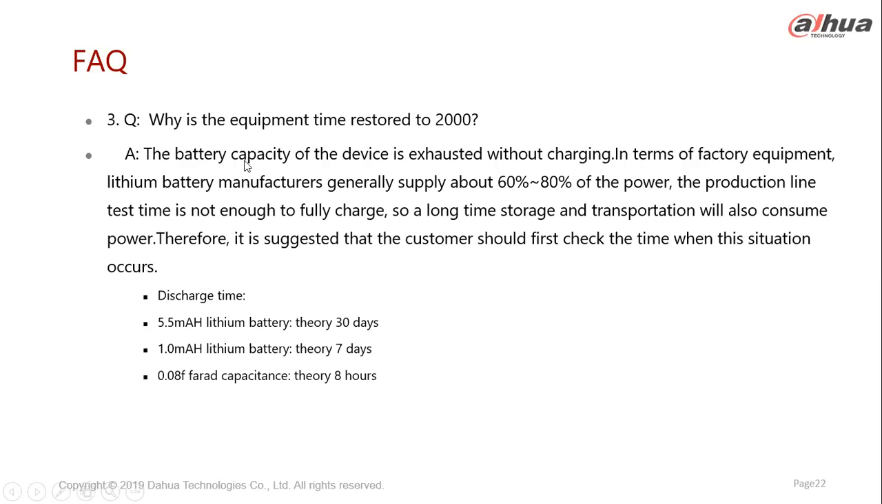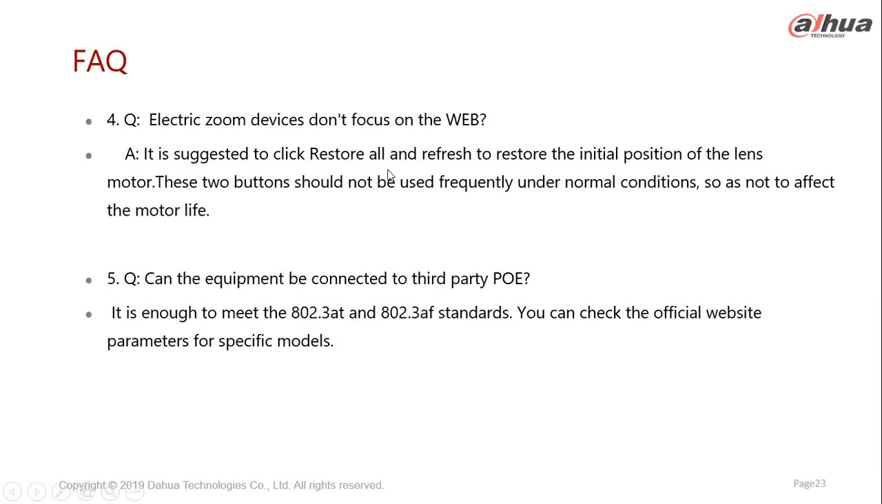We talked about this time issue. So either hardware or the camera is very old. You might be trying to focus the image on the device on the web, but you can't focus. So the suggestion is just to reset the camera to default so that the lens can also reset its position.